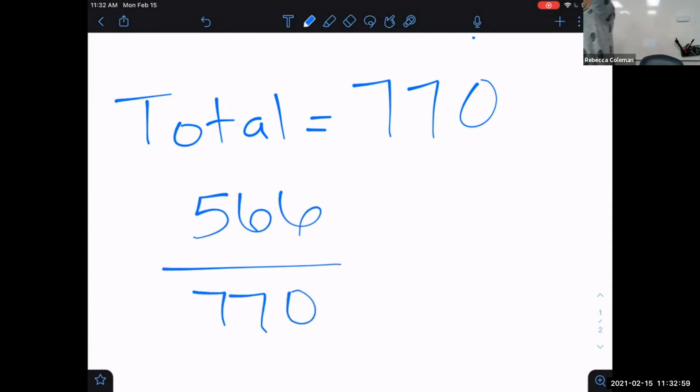Count the event, divide by the total. Right? Whether you're given a data set, whether you're looking at a sample space, whatever it happens to be, that concept for calculating probability is always exactly the same. Count the event, divide by the total. And again, we're typically going to report these as a decimal, rounded to 3 decimal places. And so that would give me a probability of 0.735.